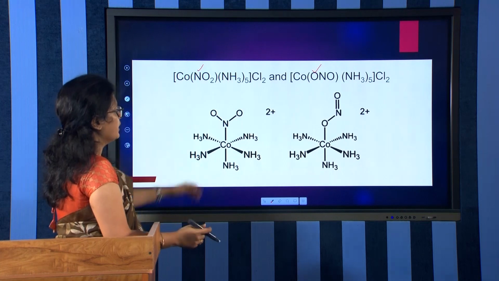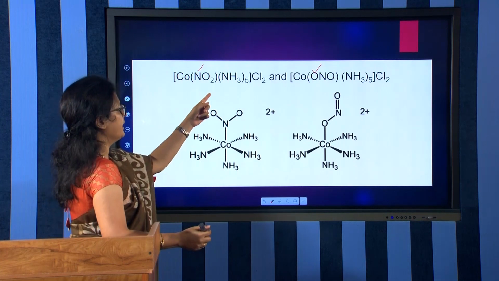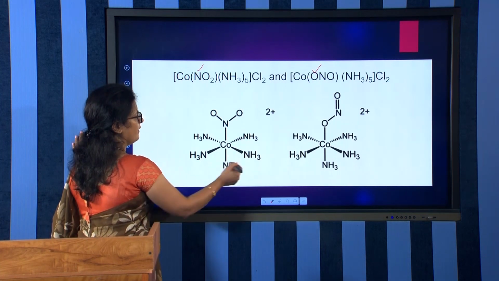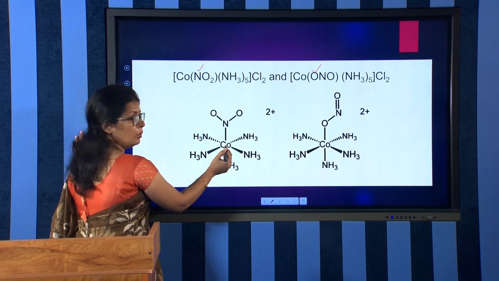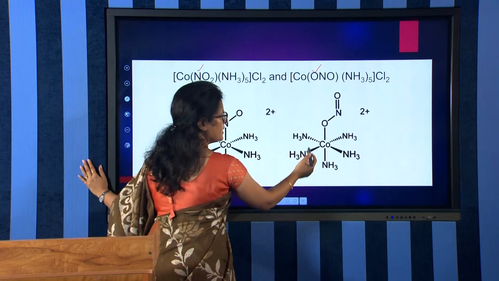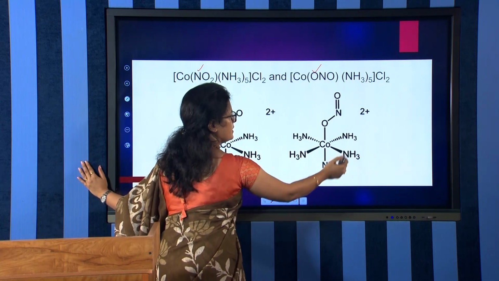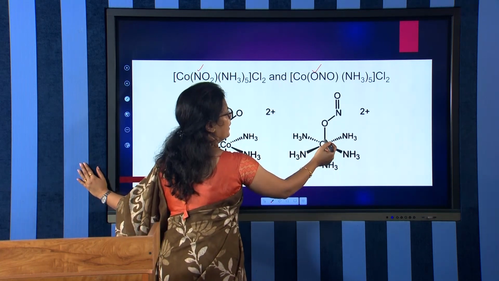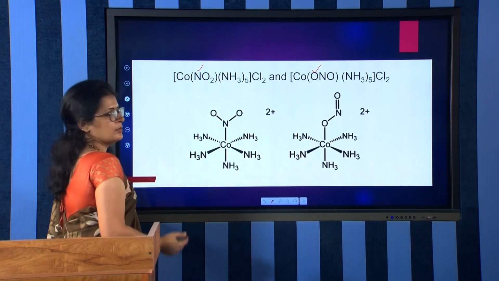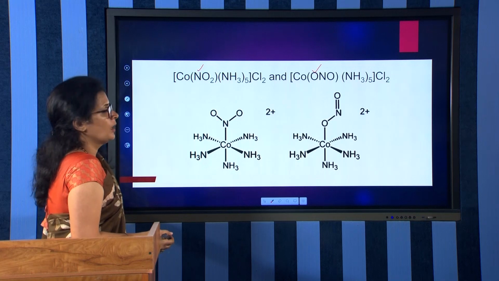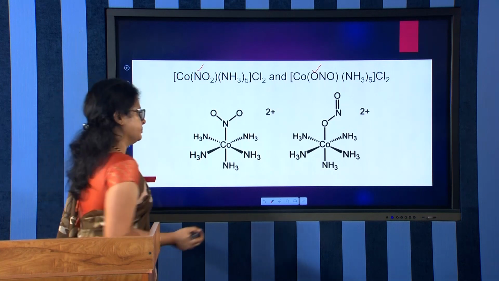The structure is given here, [Co(NH3)5(NO2)]. Here nitrogen is linking with cobalt. But in the second case, [Co(NH3)5], this is the same as here, but the difference is that oxygen is linking with the cobalt. So, these are examples of linkage isomerism.